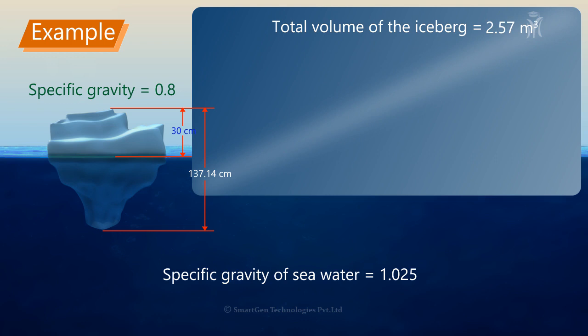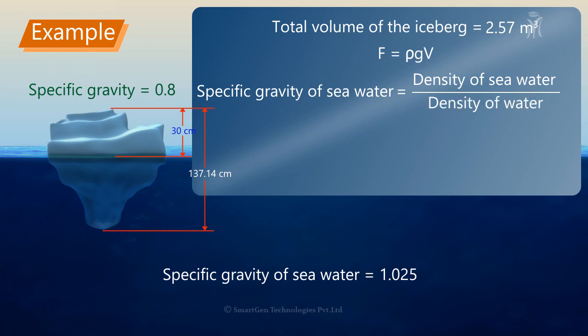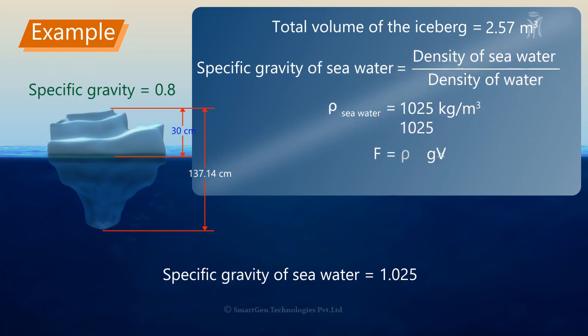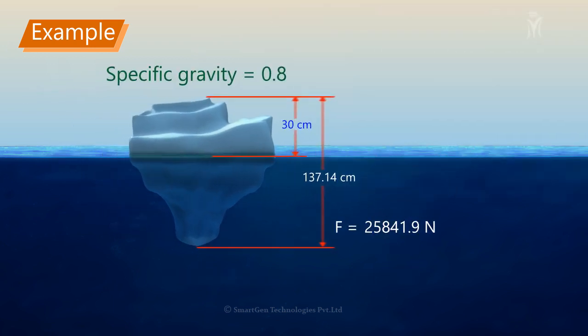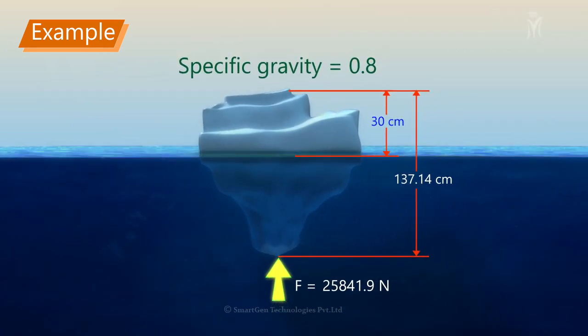We know that buoyant force F equals rho g V. Specific gravity of seawater equals density of seawater by density of water. On solving, we get density of seawater equals 1025 kilograms per meter cube. Now, we calculate the buoyant force, which equals 25,841.9 newtons. Hence, the buoyant force on the iceberg has been calculated.